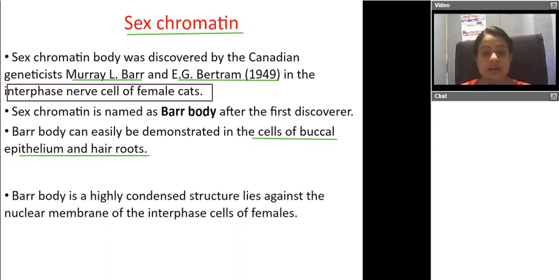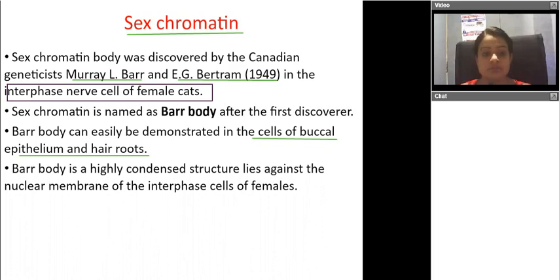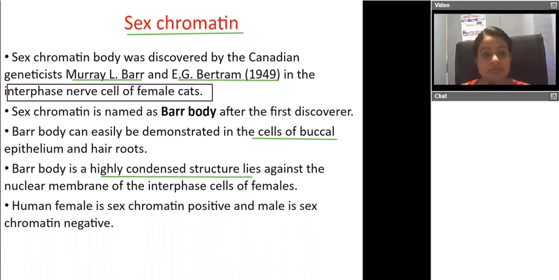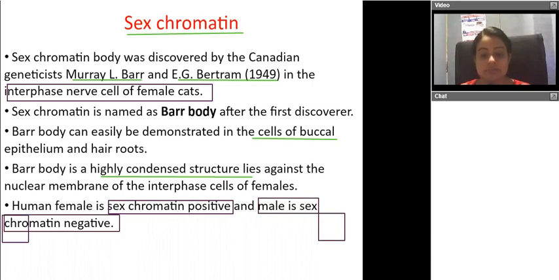Barr body is a highly condensed structure. It lies against the nuclear membrane of the interphase cells of these females. Human female has a positive sex chromatin and males have a negative sex chromatin. Right? Is it clear, everyone? Any doubts till now?